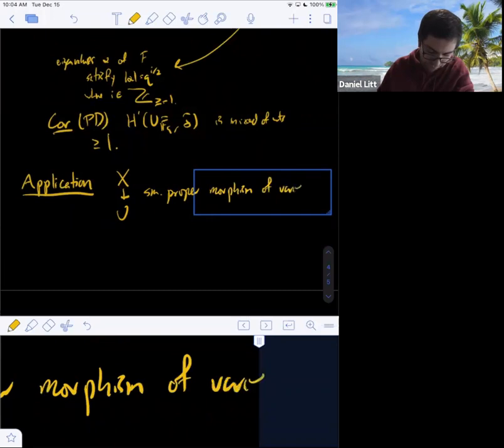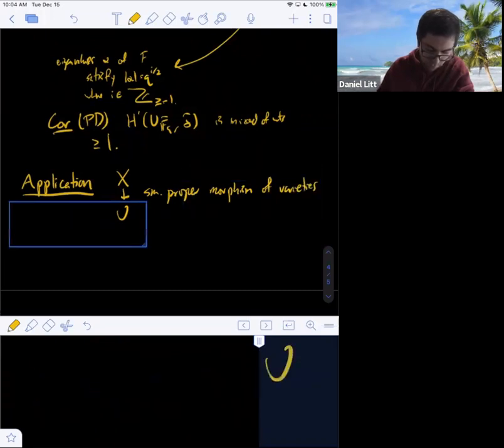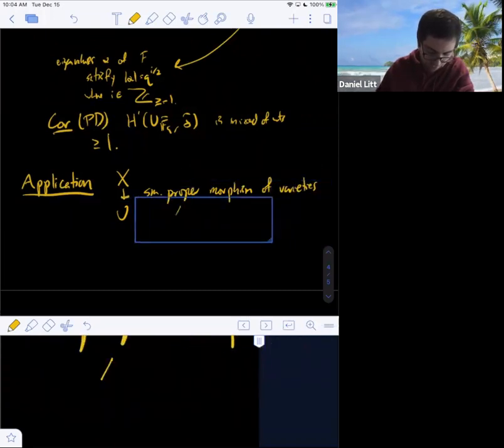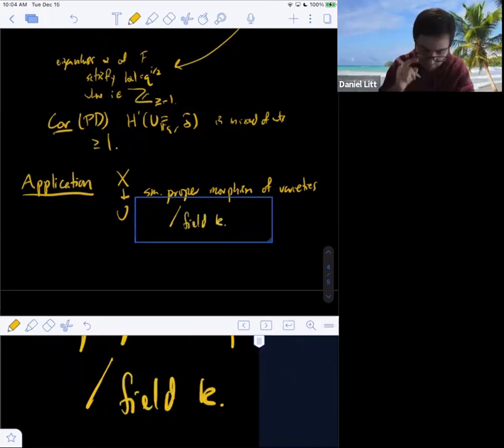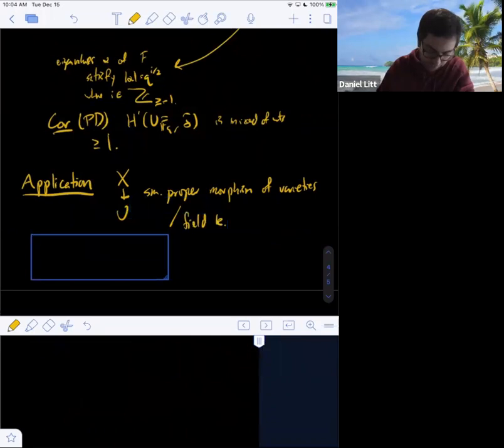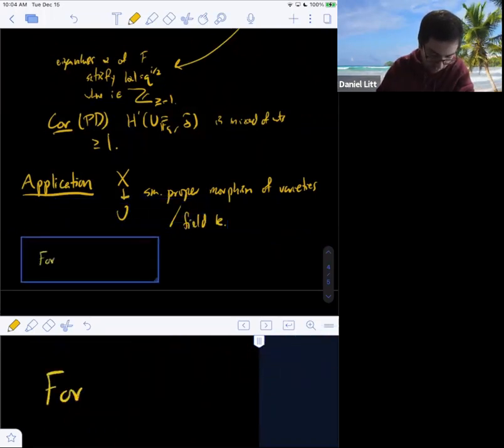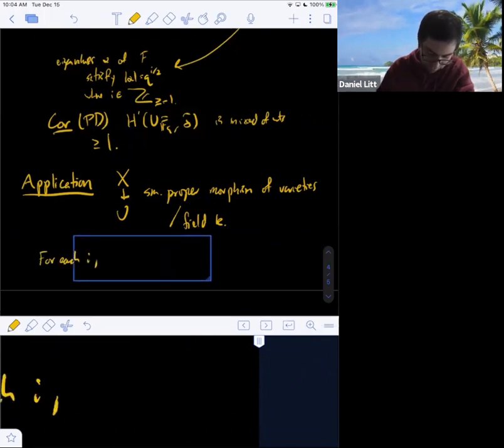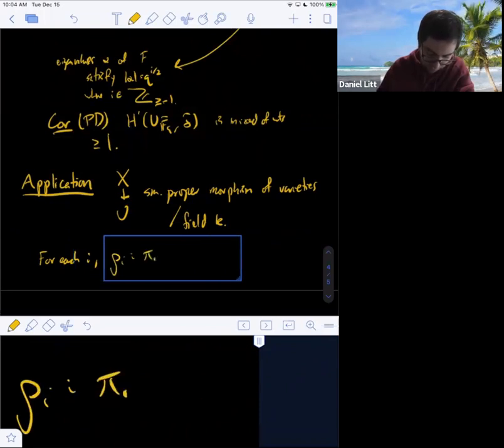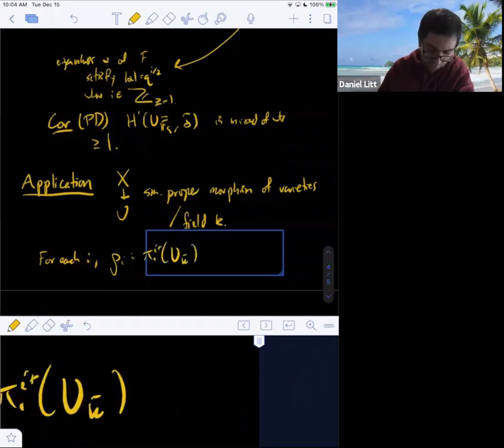Of varieties over a field K. So then for each i, one gets a representation rho_i from the pi_1 of U base change to k bar. So this is the étale pi_1.